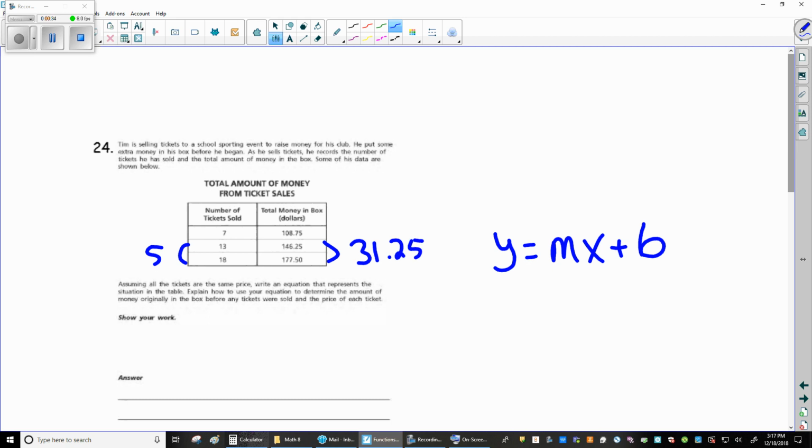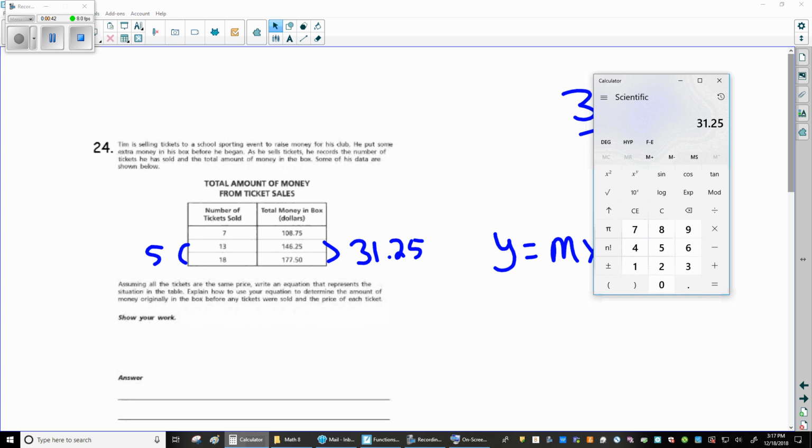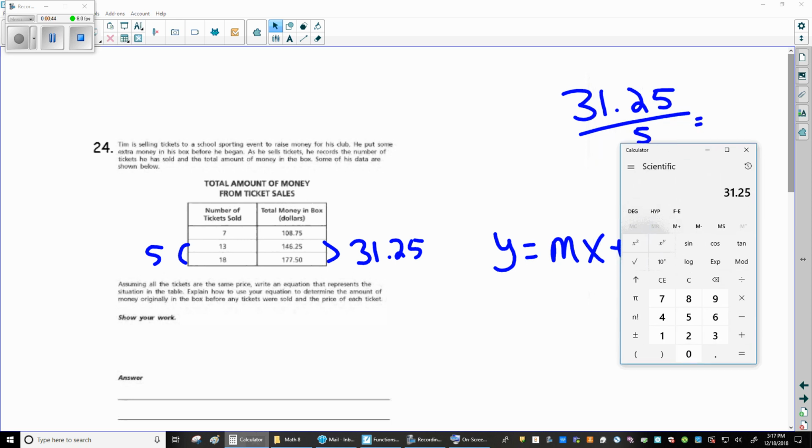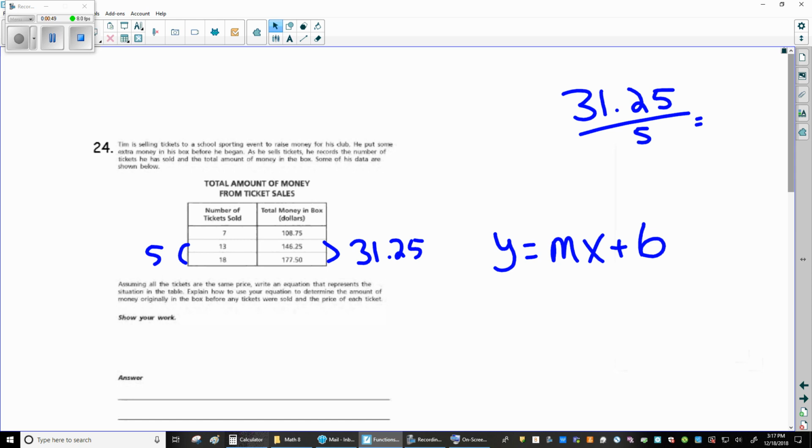What I need to do is to find the slope. I need my rise over run. Thank you, Carson. And I end up getting 31.25 divided by 5, which is 6.25. So I'm going to take that 6.25 and plug it into the slope to find my y-intercept.